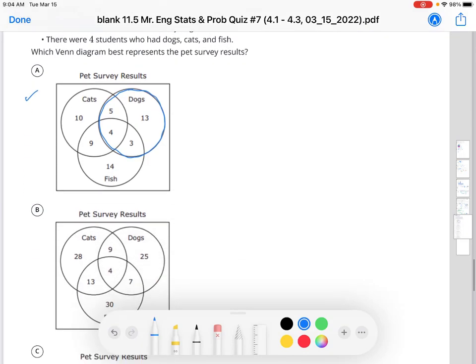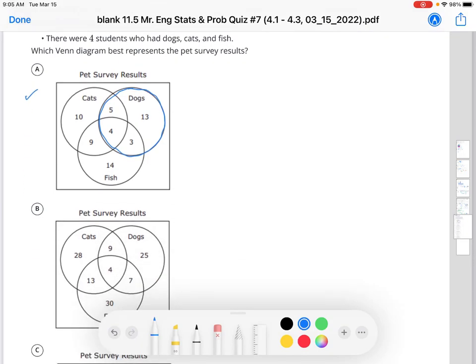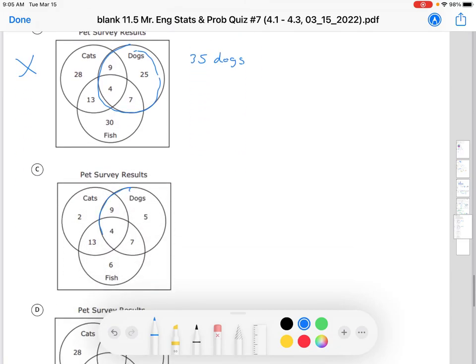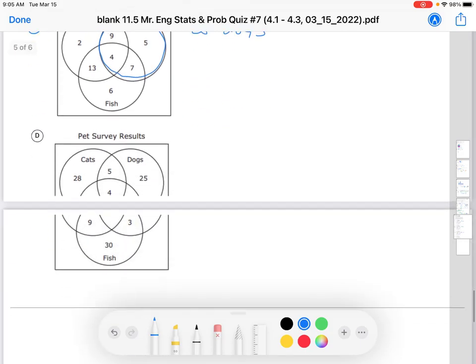Dogs. This one has too many dogs. This one has 9 plus 4 is 13. 13 plus 7 is 20. 20 plus 15, this has 35 dogs. That's bad. So no, 25 dogs. Same thing over here. 9, 4, 13, 25 dogs. This one matches right now. And this one has too many. 5 plus 4 plus 3 would give me 9, 12, 37 dogs.